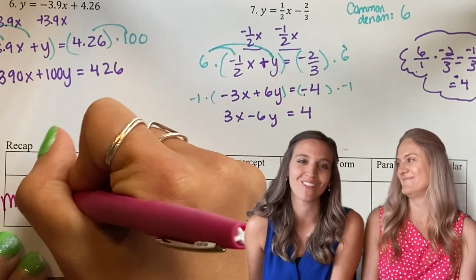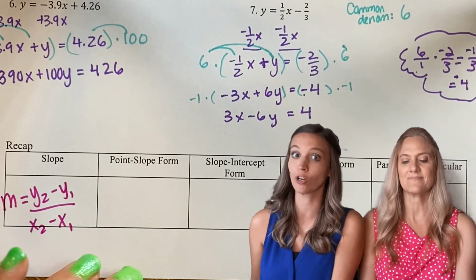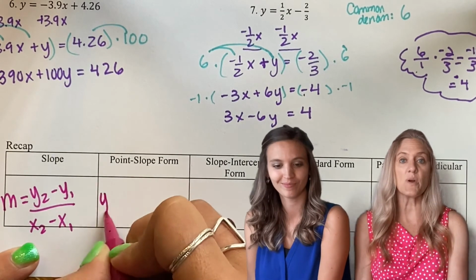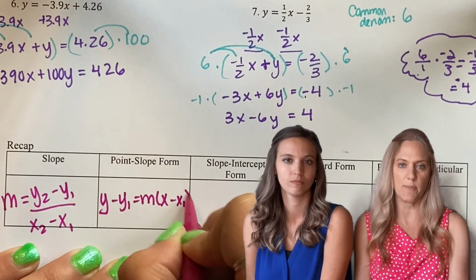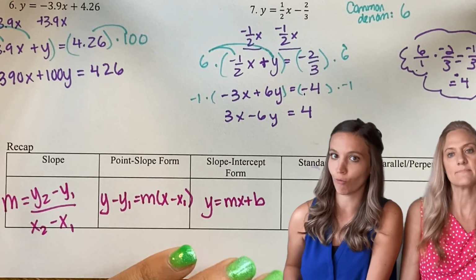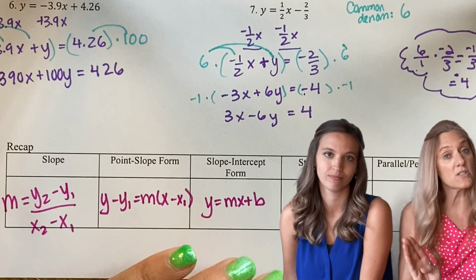Slope. m equals y sub 2 minus y sub 1 all over x sub 2 minus x sub 1. Vertical change over horizontal change. Point slope form. y minus y sub 1 equals m parentheses x minus x sub 1. From point slope form, we can get to slope-intercept form. y equals mx plus b. Or a plus bx. Remember, slope is always with x.